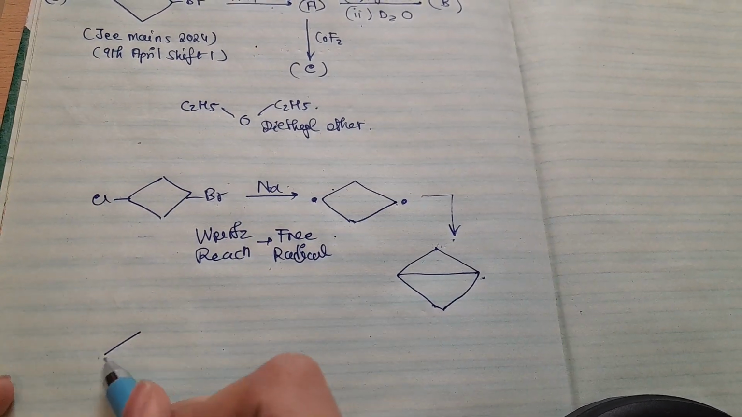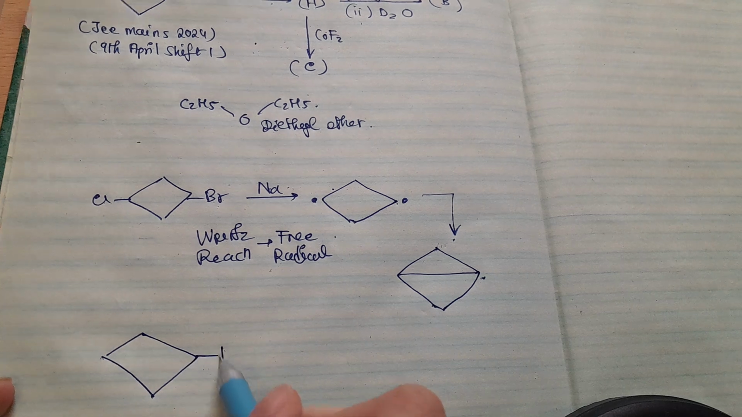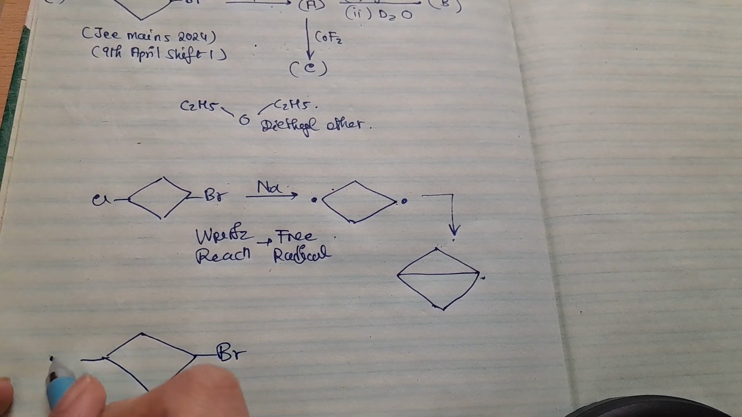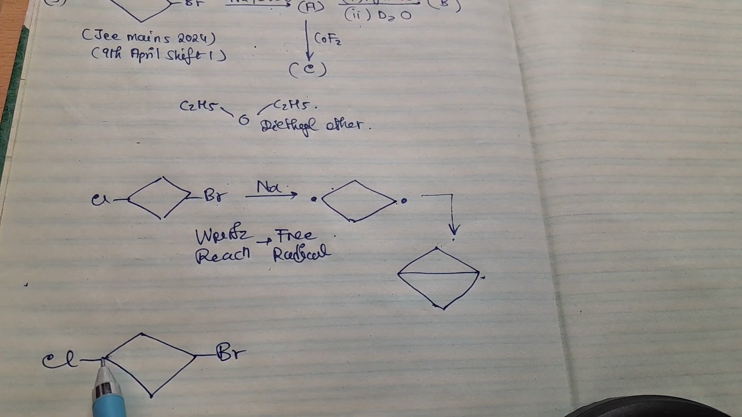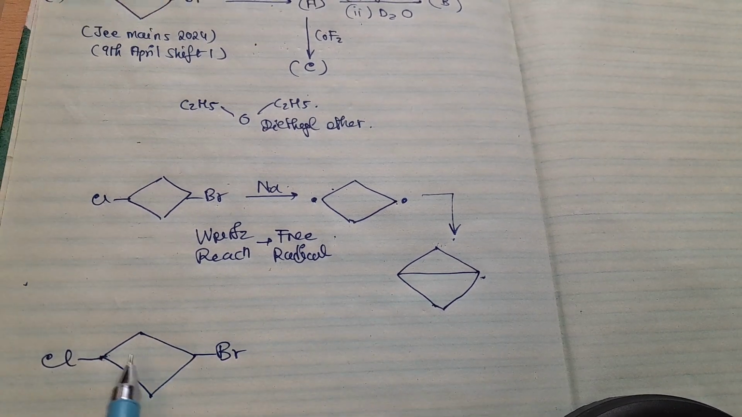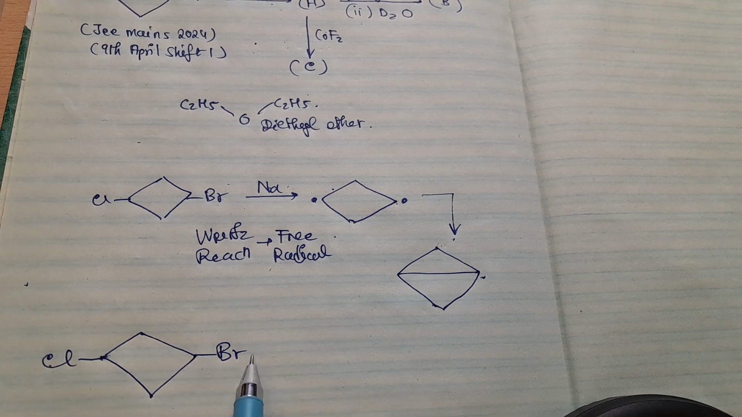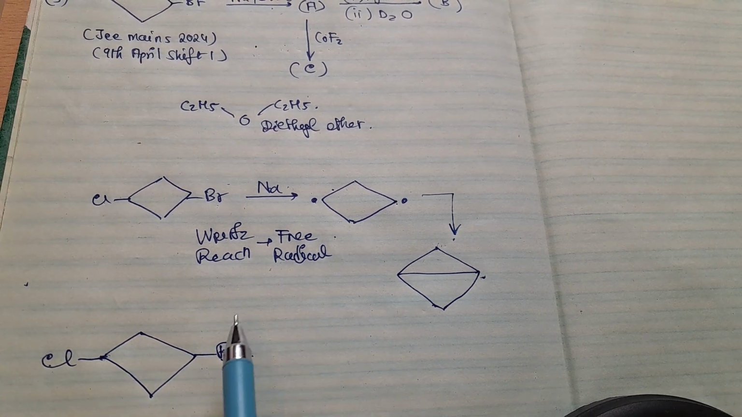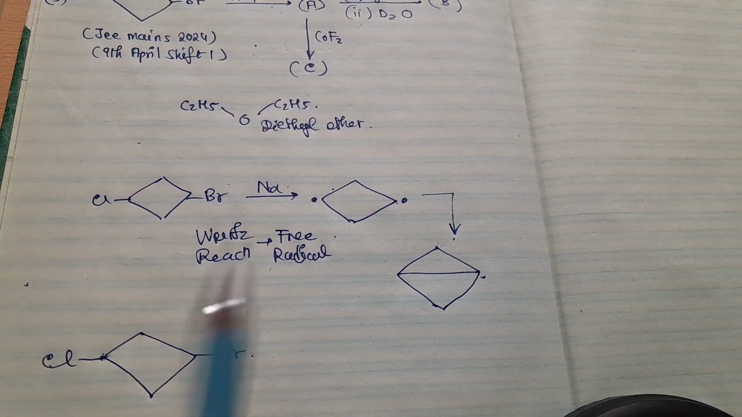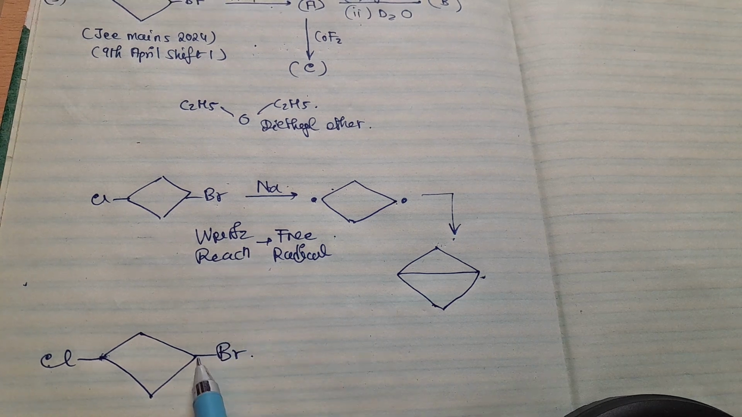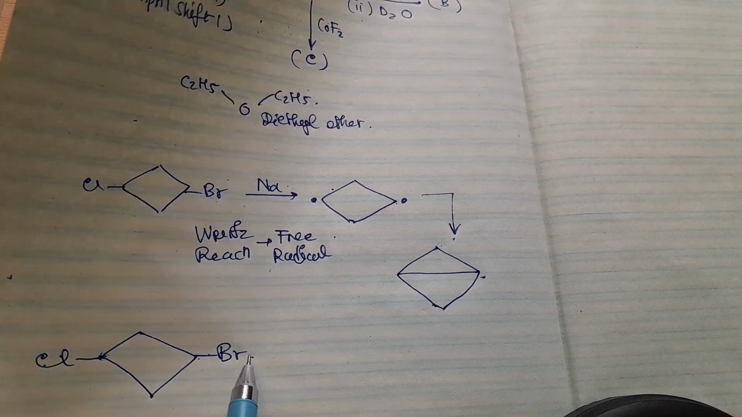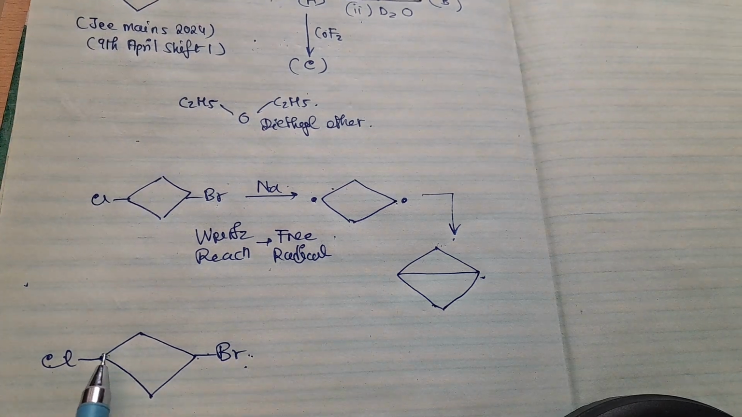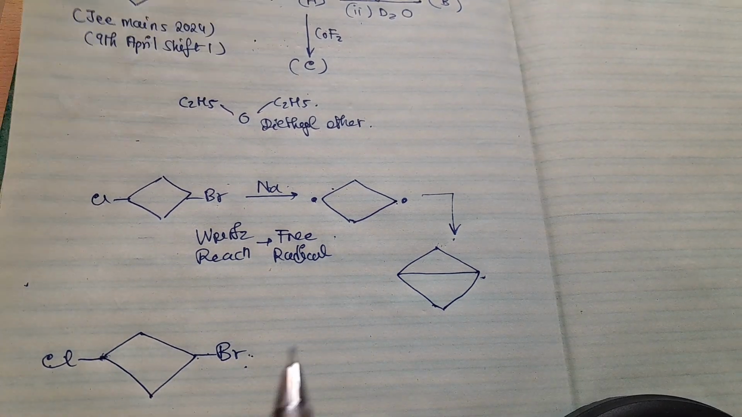So the alternative pathway is that A has to be an alkyl halide, either an alkyl chloride or an alkyl bromide. It has to be an alkyl halide. So any one of the bonds has to break, the carbon-chlorine bond or the carbon-bromine bond. Any one bond has to break, because one halogen atom must be there. Between the carbon-chlorine bond and the carbon-bromine bond, one has to break, and we have to understand which one is the weaker bond.